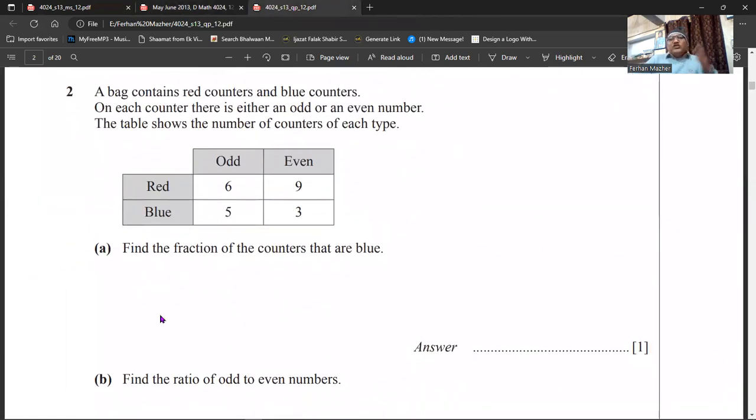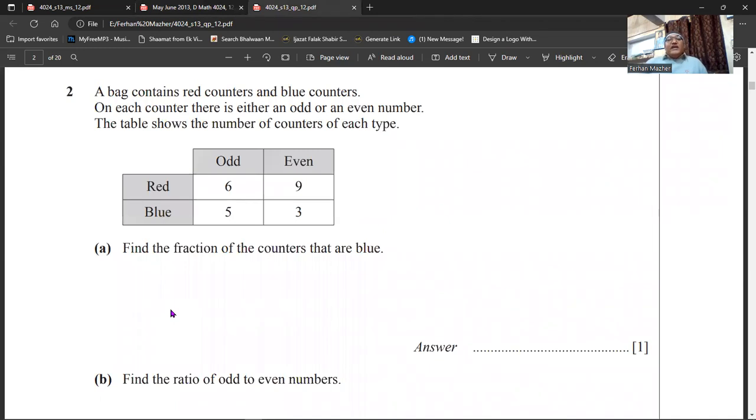Question number 2. A bag contains red counters and blue counters. On each counter, there is either an odd or an even number. The table shows the number of counters of each type. For red, there are 6 which have an odd number and 9 which have an even number. For the blue counters, there are 5 which have an odd number and 3 which have an even number.